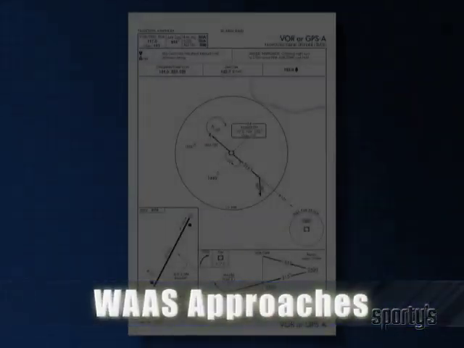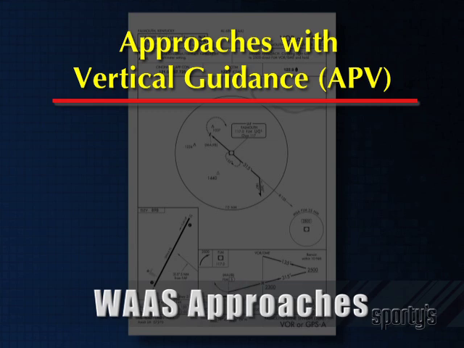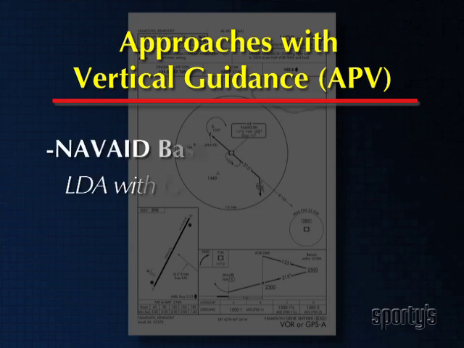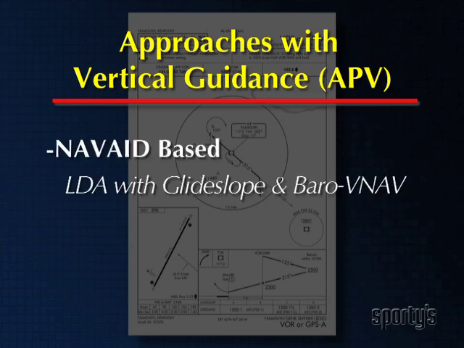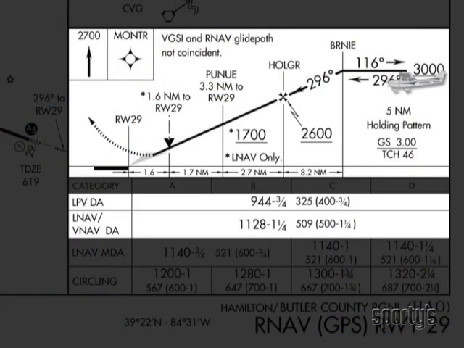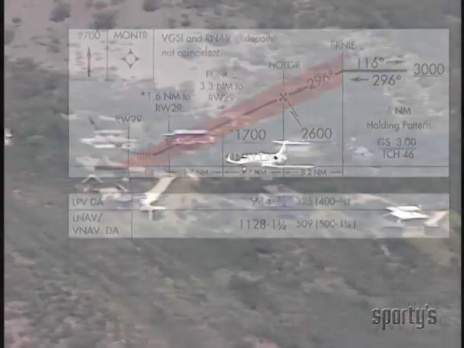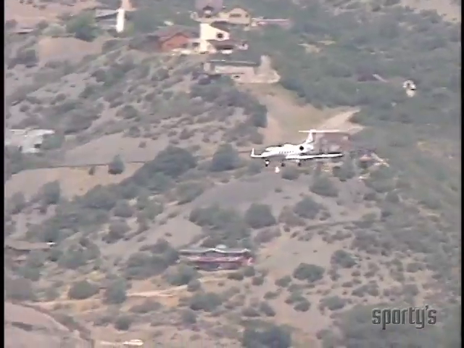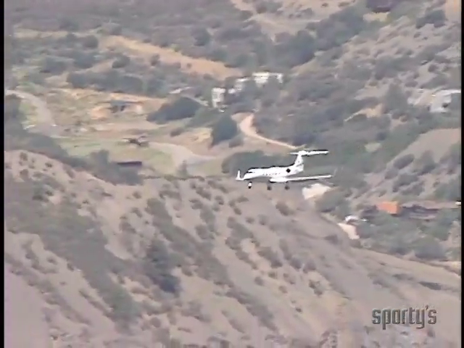The next two types of GPS approaches fall under a category called APV, or Approaches with Vertical Guidance. While this category includes approaches that do not require GPS, we'll focus on the two types that do, LNAV-VNAV and LPV. These approaches use WAAS correction signals and the faster refresh rate of the 430W to provide an electronic glide path to the runway.